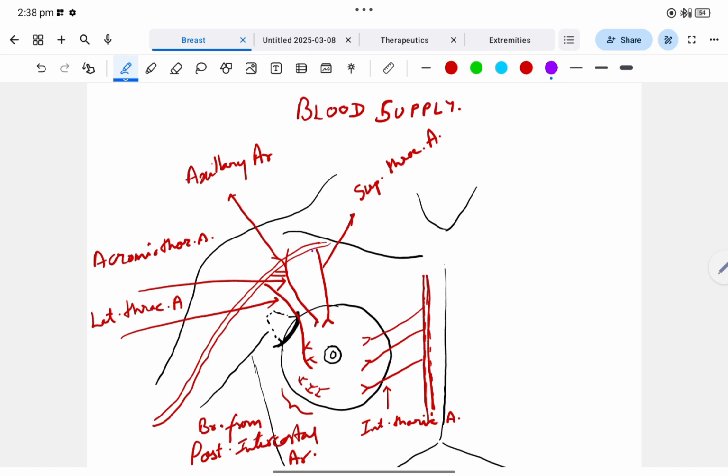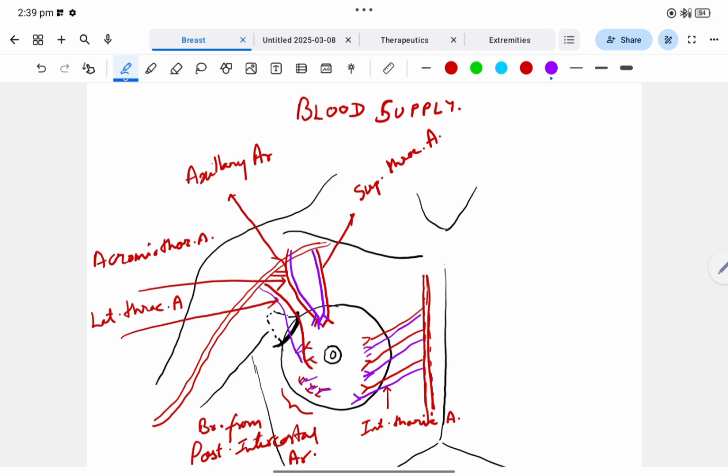The venous supply mostly follows the arteries. So the same branches will form the venous supply. There is no other way for the venous supply. The veins always follow the arteries everywhere. So the naming of all the branches of the veins is mostly the same. So we have done the blood supply of the breast.